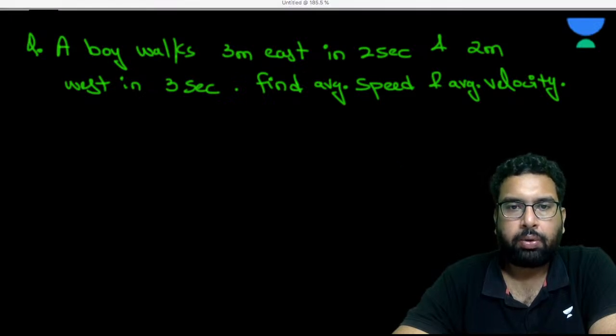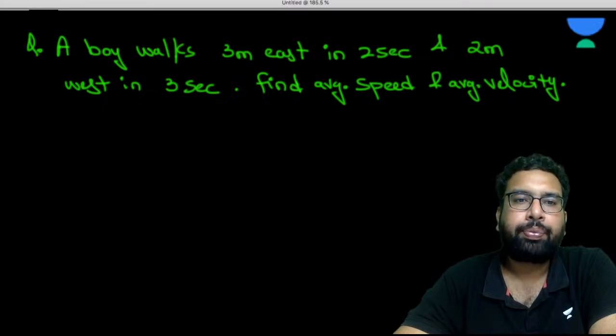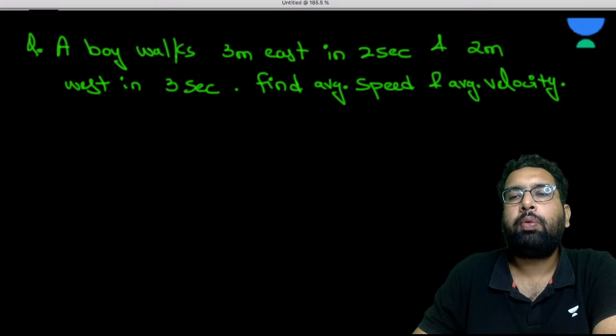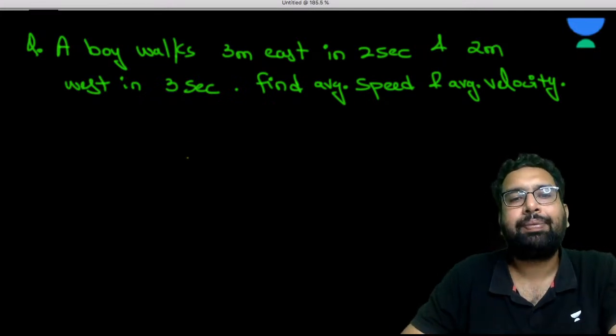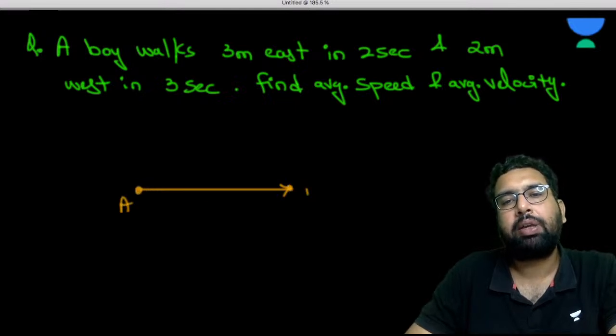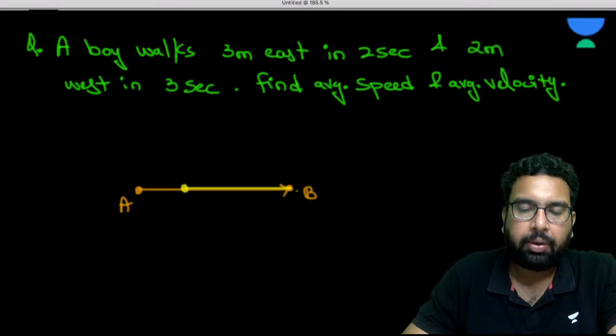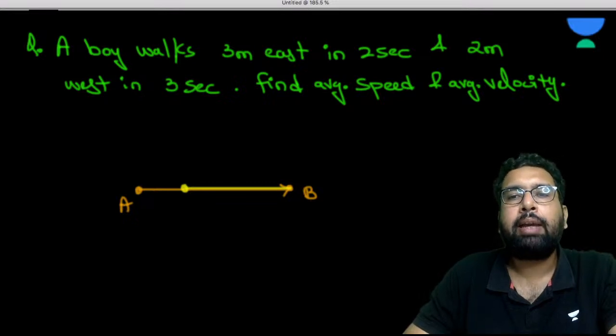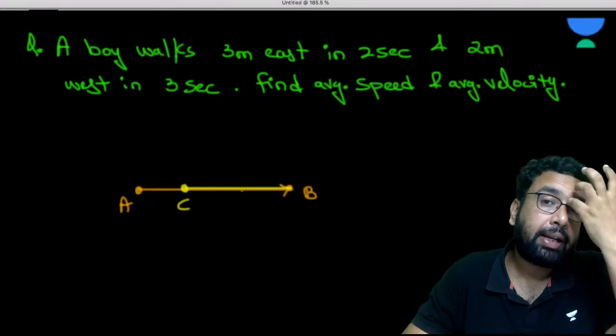See, to solve the question, always first try to draw a little bit of figure that you can. It says a boy walks 3 meter east. Okay, so let's take this boy to 3 meter east, in 2 seconds, and 2 meter west in 3 seconds. So now after reaching 3 meter east, he came back towards the west and it took 3 seconds.